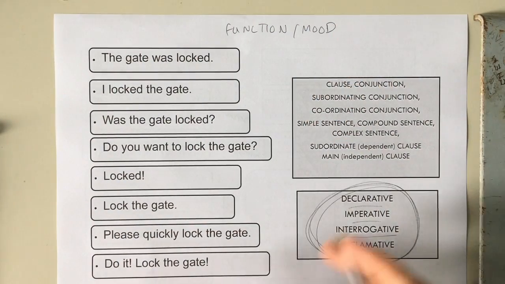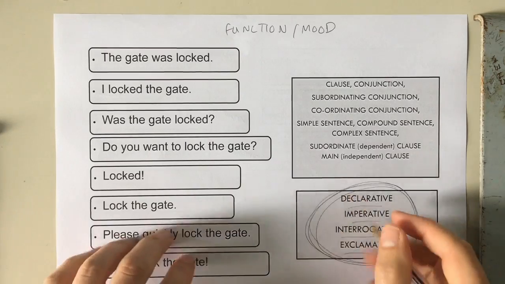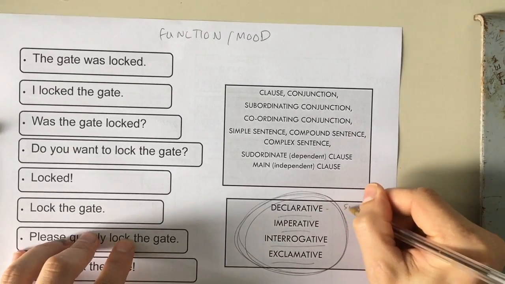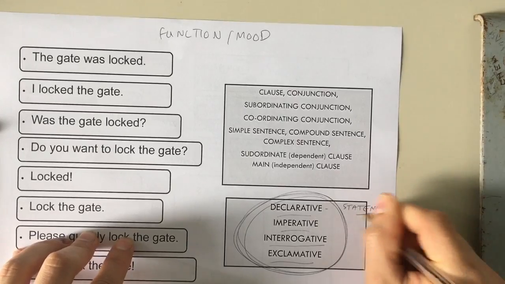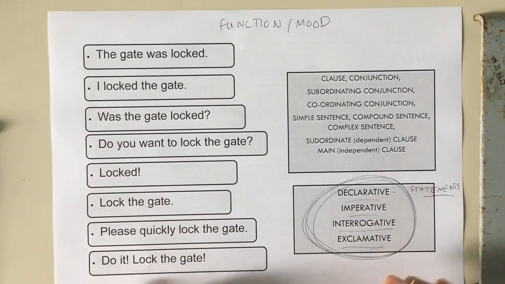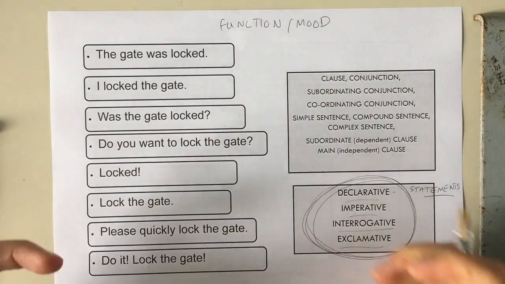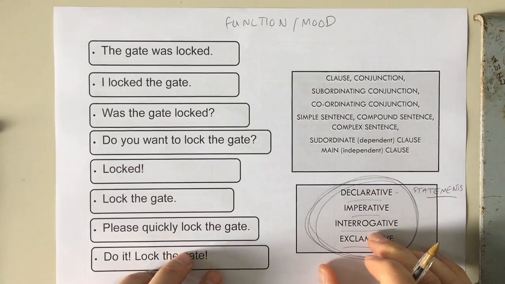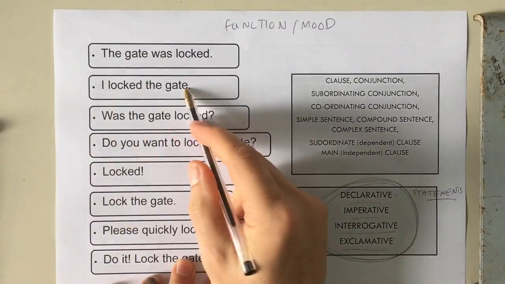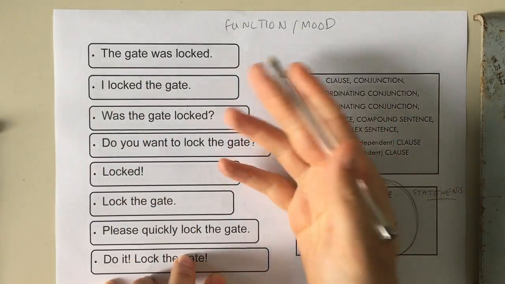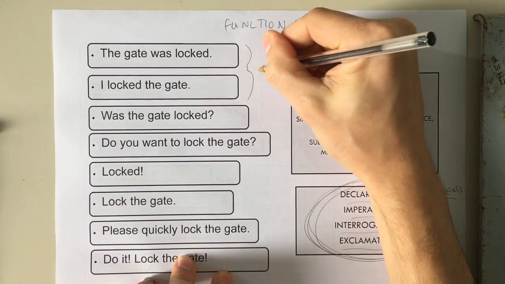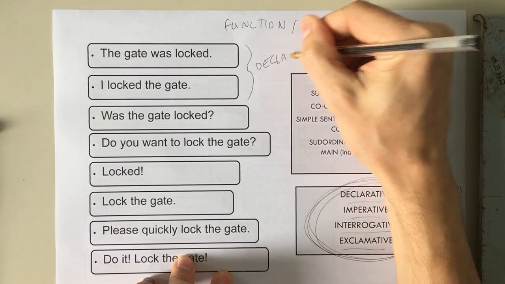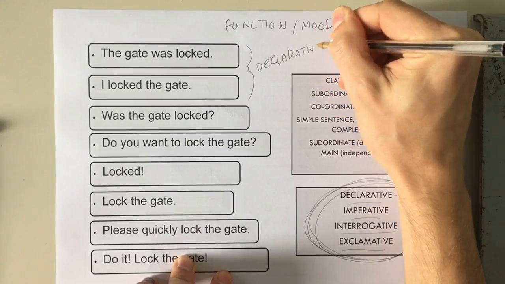So declarative is just another way of saying statements, so things that you just sort of state. It doesn't necessarily mean facts, it just means it's a statement. So the vast majority of sentences in English are statements. "The gate was locked," "I locked the gate." They're just statements being said. So those are both what we'd call declaratives. They're declaring something, they're just saying something, okay?